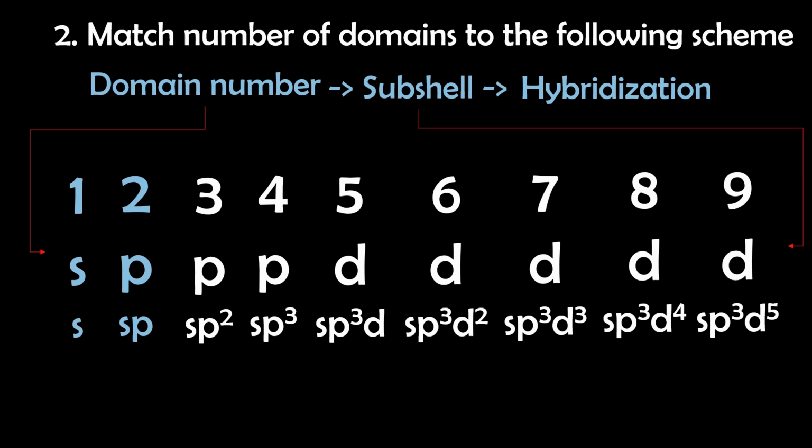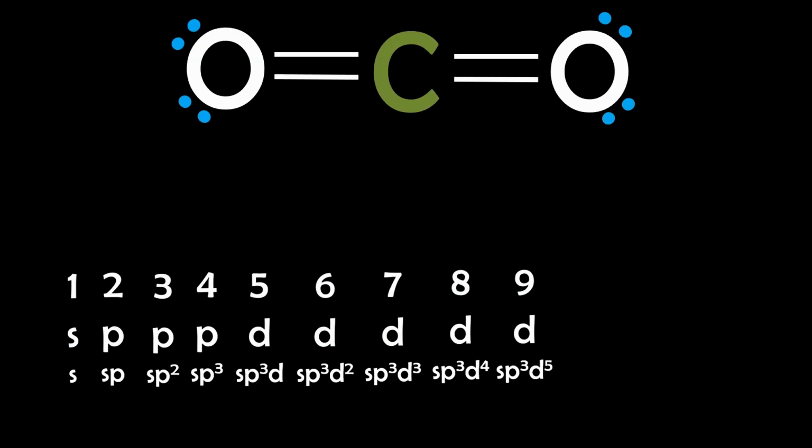So for 2 domains, we have sp. For 3 domains, we have sp². For 4 domains, we have sp³. For 5 domains, we have sp³d. For 6 domains, we have sp³d², and so on. So now let's see some examples in action.